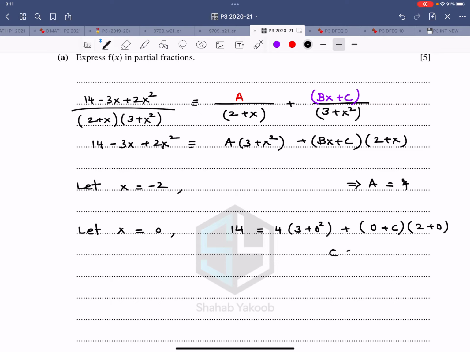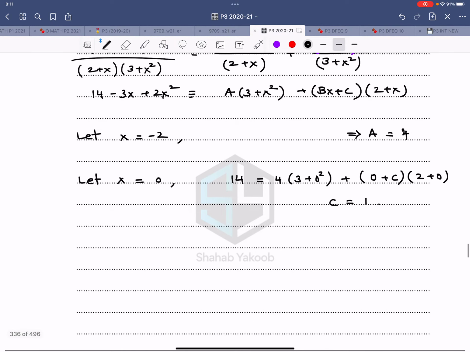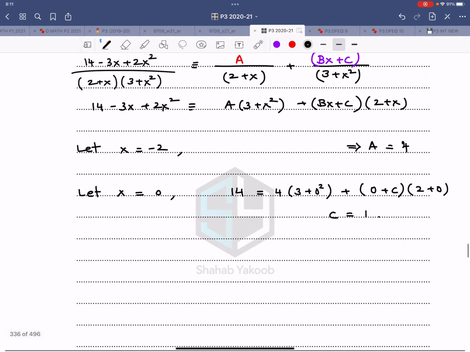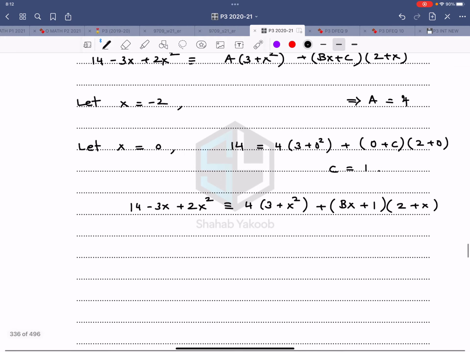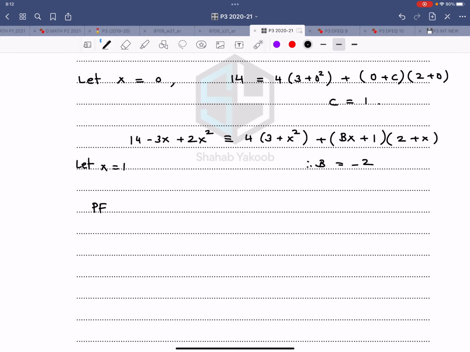Let's rewrite the equation again. So now we have 14 minus 3x plus 2x square. This is identical to 4 multiplied with 3 plus x square and bx plus c. So therefore b is still unknown, c is 1, and we are multiplying it with 2 plus x. Now choose any other value. Let x equal 1 and you would evaluate and you will find the value of b. The value of b comes out to be minus 2. Therefore, your final answer for partial fraction is as follows.